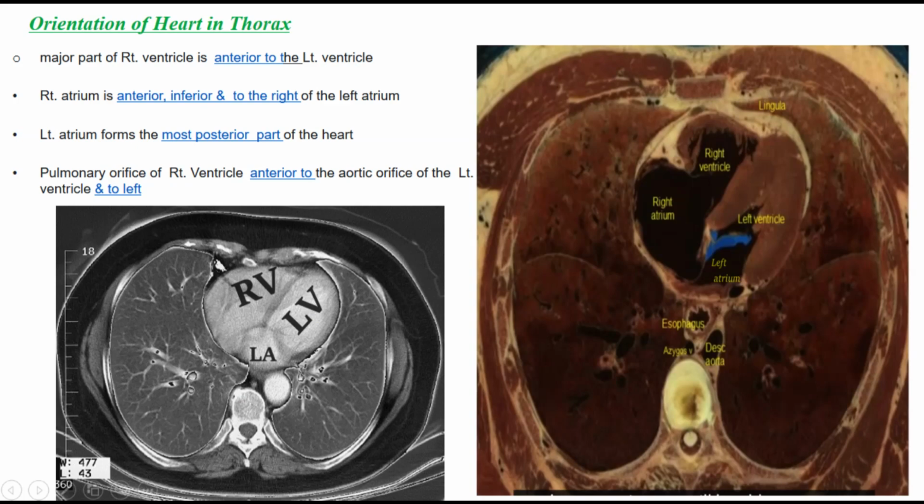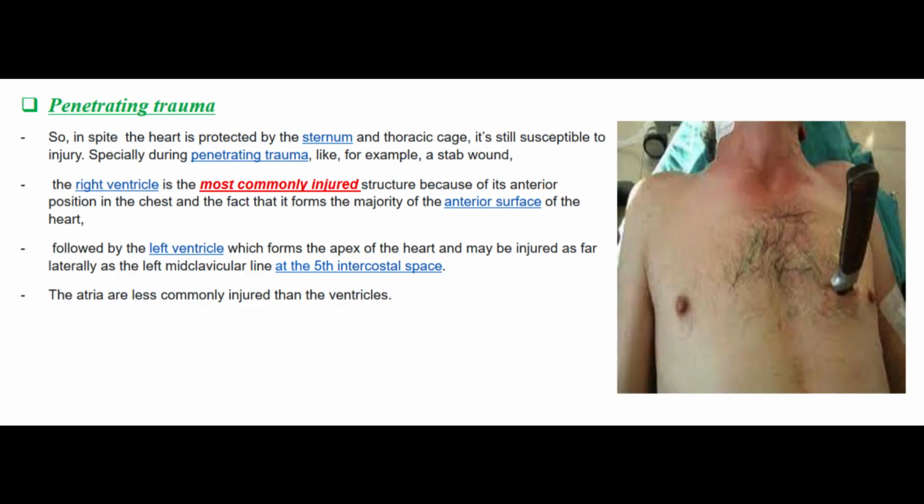Therefore, in spite of the heart being protected by the sternum and thoracic cage, it's still susceptible to injury, especially during penetrating trauma, like, for example, a stab wound. The right ventricle is the most commonly injured structure because of its anterior position in the chest and the fact that it forms the majority of the anterior surface of the heart.